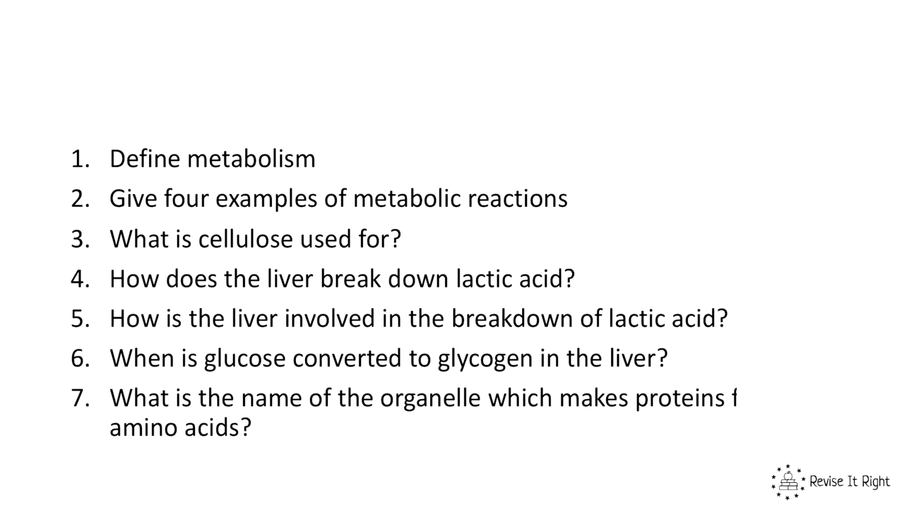So number 1, define metabolism. Well, metabolism is the sum of all the chemical reactions in an organism. Okay, so that's what we mean by metabolism, the sum of all chemical reactions in an organism. Give 4 examples of metabolic reactions. Well, we looked at quite a few. So you could have had respiration, you could have photosynthesis, you could have the conversion of glucose to glycogen, or the conversion of glucose to starch in plants, or the conversion of glucose to cellulose in plants, or the breaking down of protein to amino acids, or the building up of amino acids to make protein, and so on. There's loads of metabolic reactions.